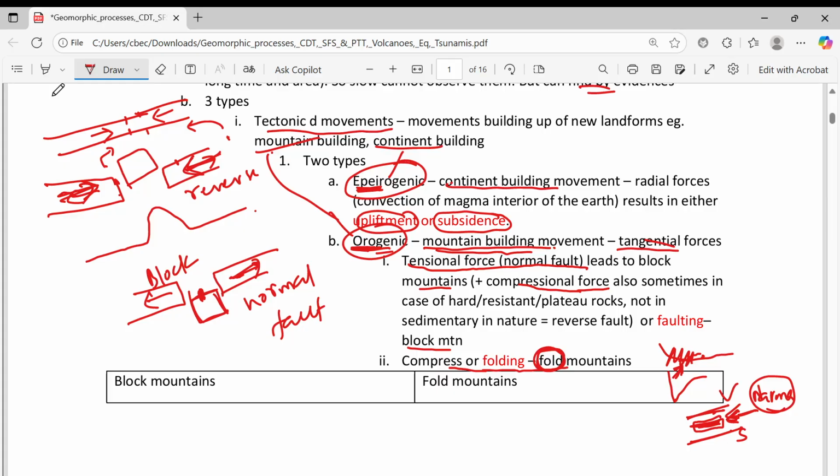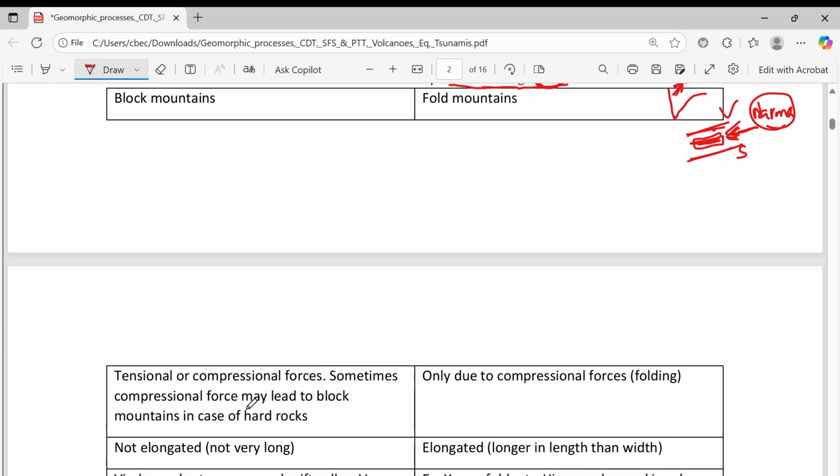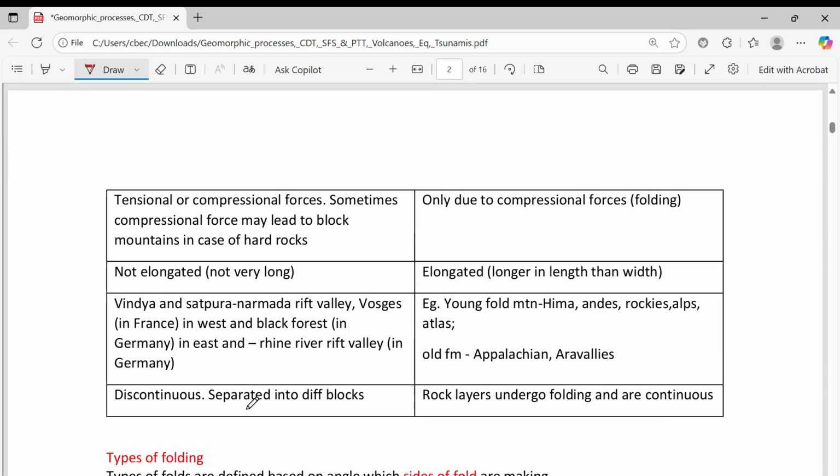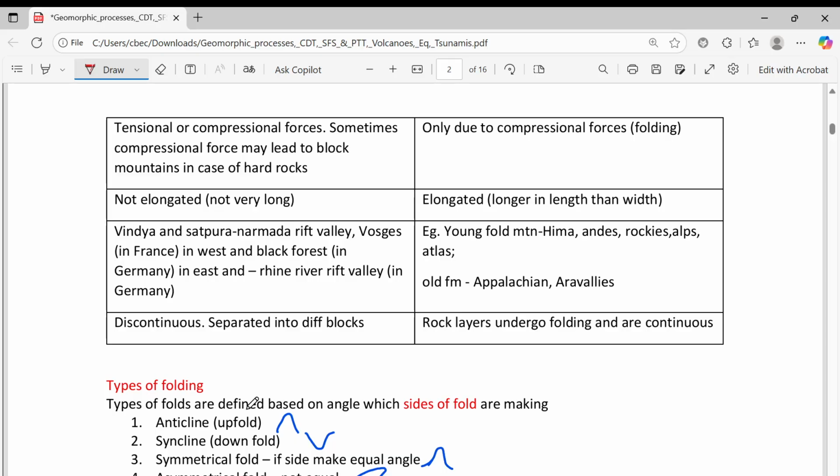So in tectonic movement, you remember two types: epirogenic and orogenic. Epirogenic means continent building. Orogenic means mountain building. In mountains, we study now block mountains and fold mountains. This difference only I have given here. Fold means definitely there should be only compressional force. For example, if you are pulling this rock like this, will a fold come here? No, never. Block mountains are not elongated, not very long. For example, Vindhya Satpura, they are not very long. Fold mountains are elongated.